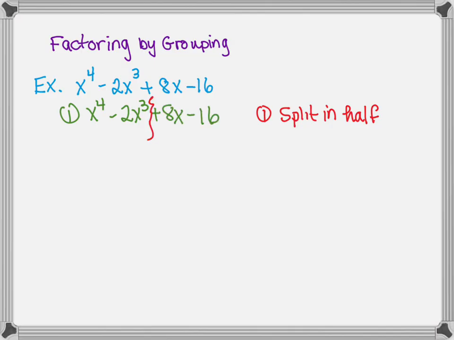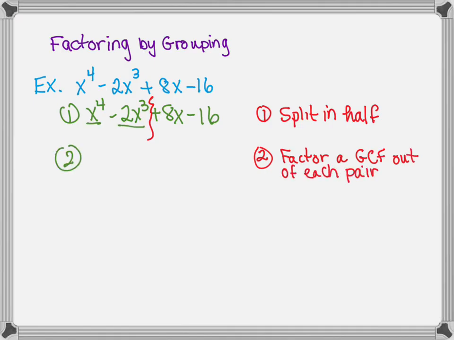I like to do that with a squiggle or a line. Some people like to do it by underlining each pair. So I'm going to look at my first pair, and I'm going to factor out a greatest common factor in that first pair. So x to the fourth and negative 2x cubed, my greatest common factor is x cubed. When I factor out x cubed from x to the fourth and minus 2x cubed, I'm left with x minus 2. And then I'll look at my second pair, and I've got 8x minus 16.